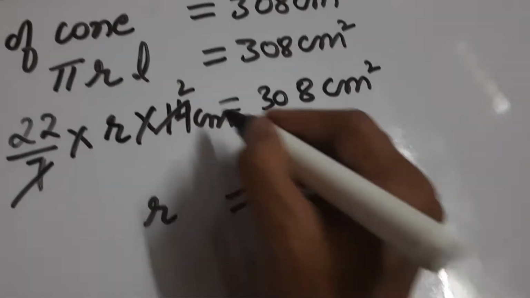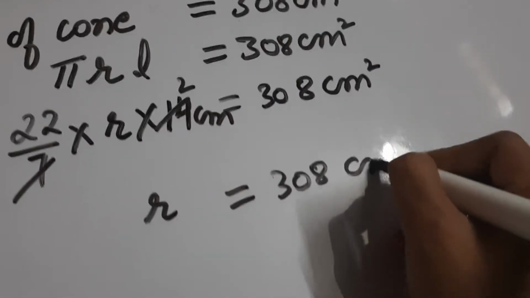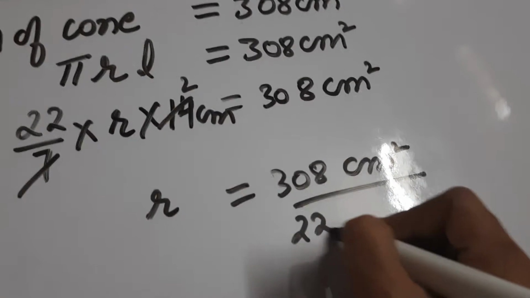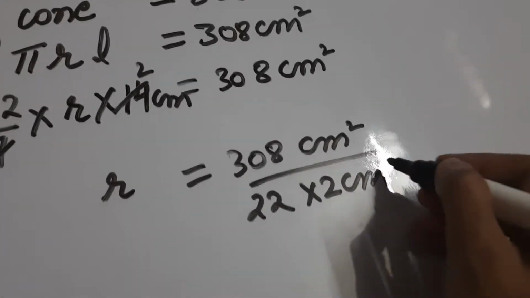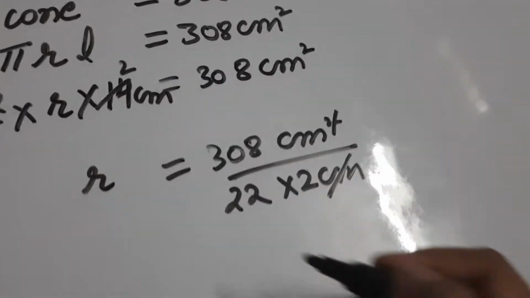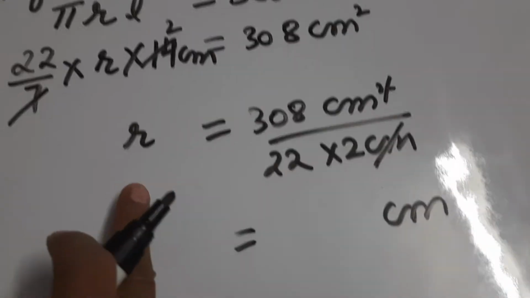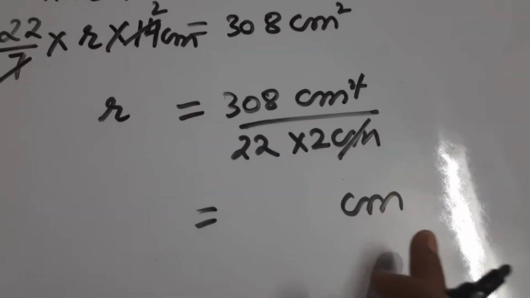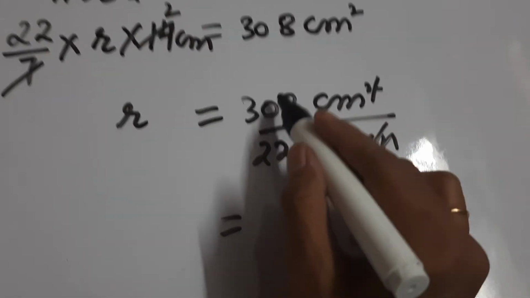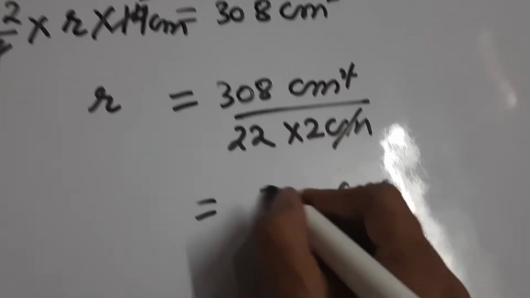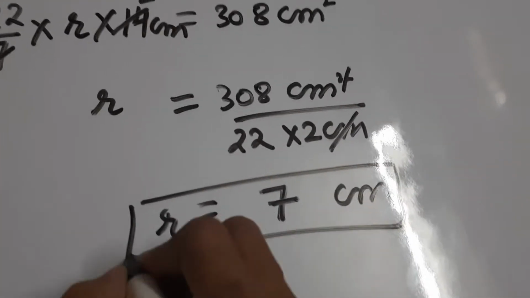So r is equal to, cross multiply, the multiplied terms go to the denominator: 308 centimeter square upon 22 into 2 centimeter. So dear students, 1 centimeter will cancel, so we will get the units as centimeter. And anyway you know r is a length, so its unit is a single unit. And when you will solve it, you will divide 308 by 44. You will get 7 centimeter as the radius of this cone.